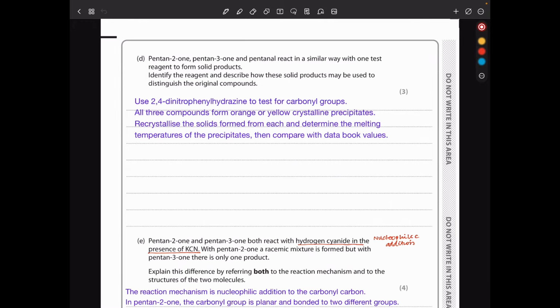In part D, pentan-2-one, pentan-3-one, and pentanal react in a similar way with one test reagent to form solid products. Identify the reagent and describe how these solid products may be used to distinguish the original compounds. This is 2,4-dinitrophenylhydrazine, which is a test for carbonyls since all three compounds are carbonyl compounds. After you get the precipitates, you can filter them and then recrystallize them. Wash them with minimum amount of cold solvent in order to take out any impurities, and then get the melting temperatures and compare with data booklet values.